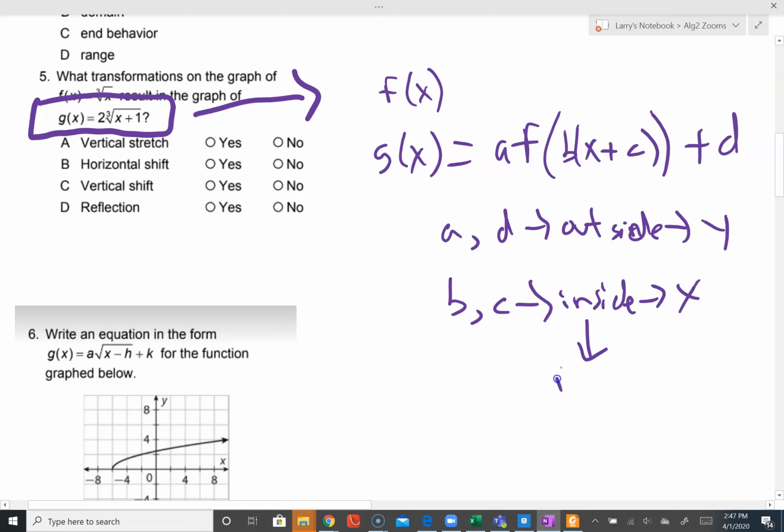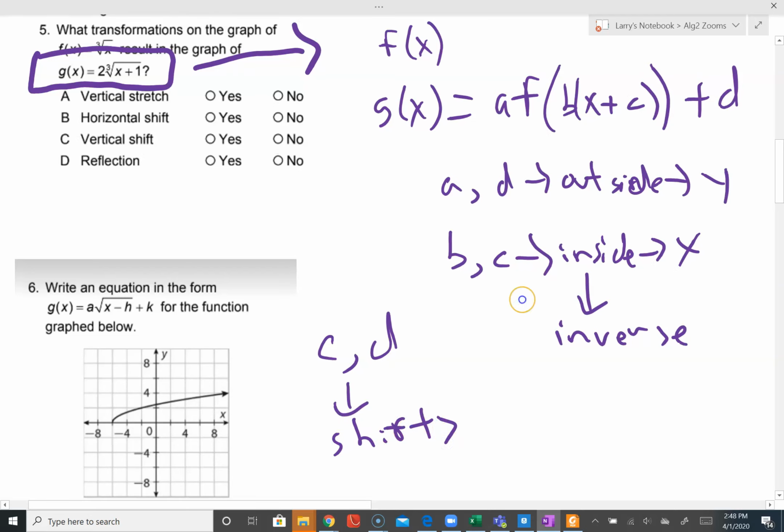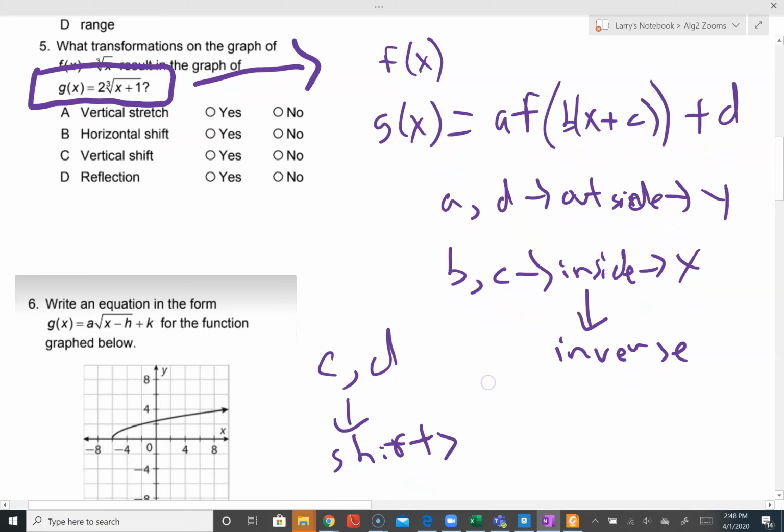And inside we're going to think inverse. The pluses think minuses. The multipliers think 1 over that multiplier. The added things, C and D are the adders. C and D, they are translations. They're shifts, either vertical or horizontal. A and B are multipliers. They are going to result in some kind of dilation, a stretch or a shrink. Vertical stretch, horizontal compression, those words. Stretch, compression.